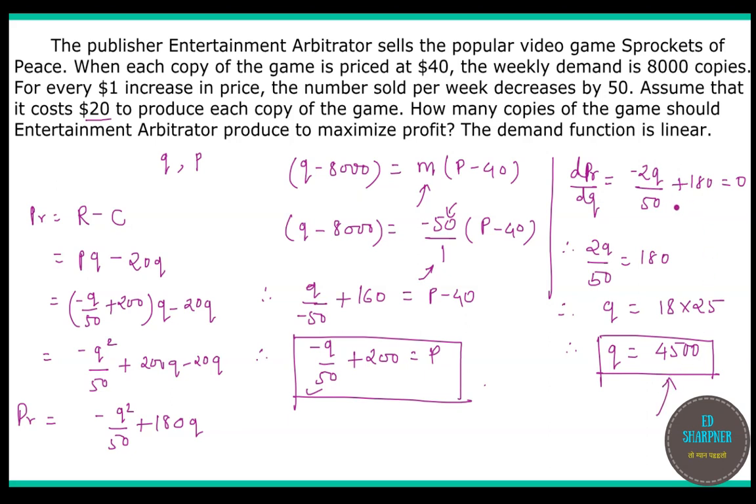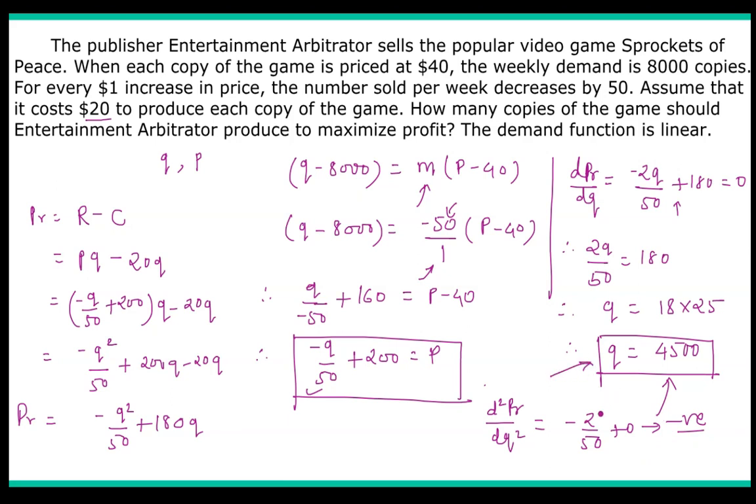How do we know we have the maxima over here? If we differentiate dPr by dQ again, we get d2Pr by dQ square, which is minus 2 by 50 plus 0, which is negative. The double derivative is negative, hence we have the maxima at Q equals 4,500. So the company should sell 4,500 copies to maximize its profit.